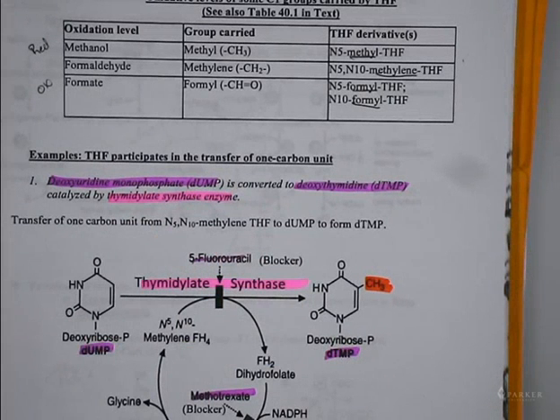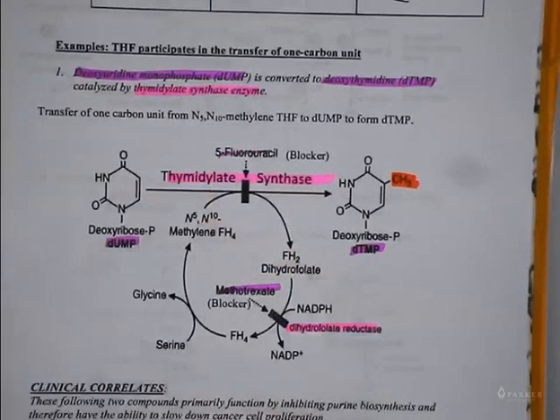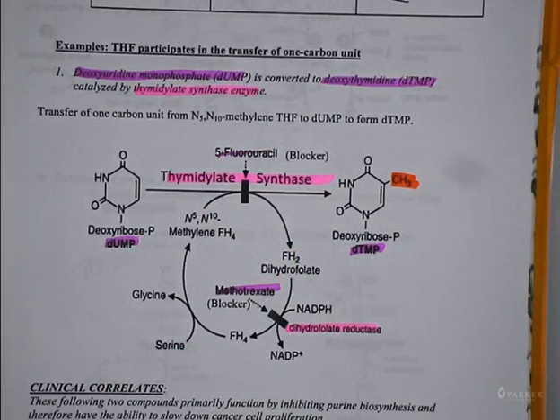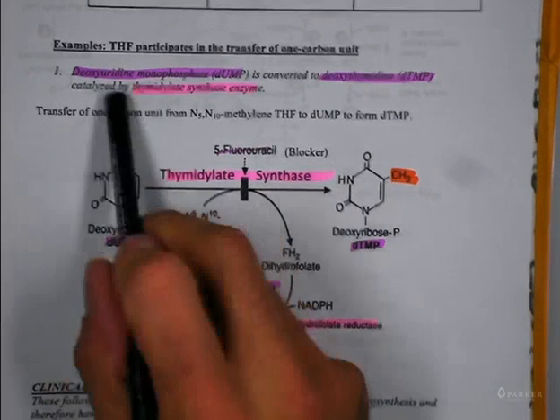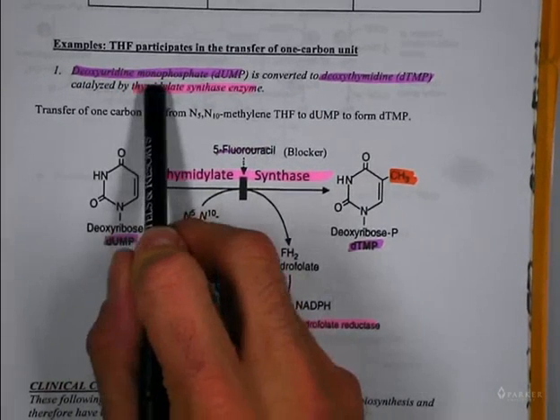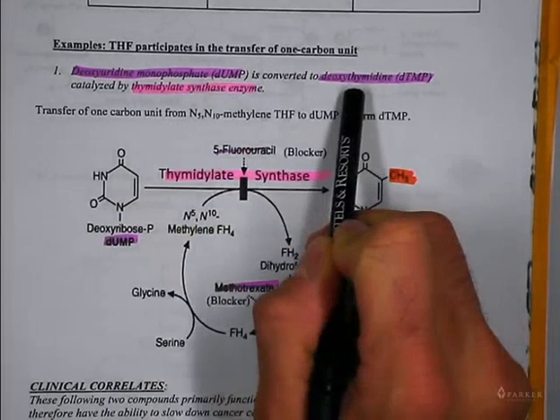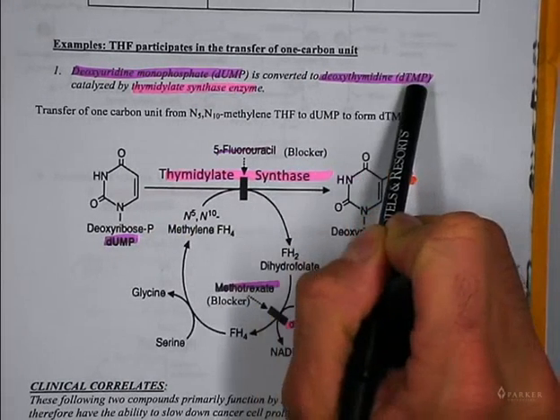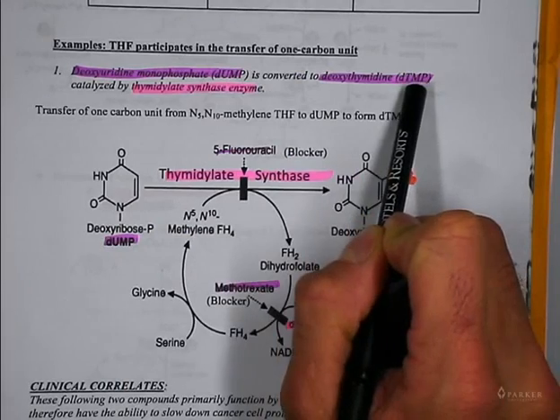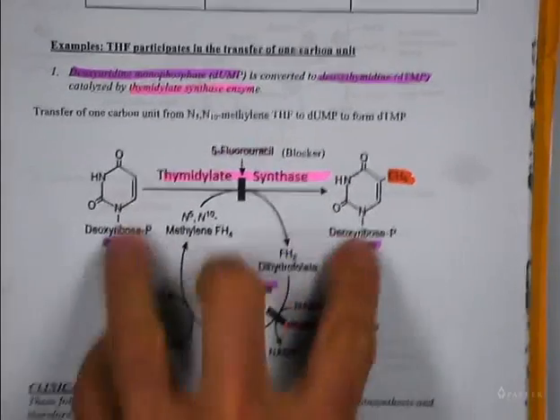No? Okay. We're going to take a little dip off the deep end now. We're going to talk about what it participates in. THF participates in the transfer of one carbon units. Hooray, we know that. THF is responsible for the conversion of deoxyuridine monophosphate, all you need to know is dUMP, to deoxythymidylate, which is dTMP, by thymidylate synthase.